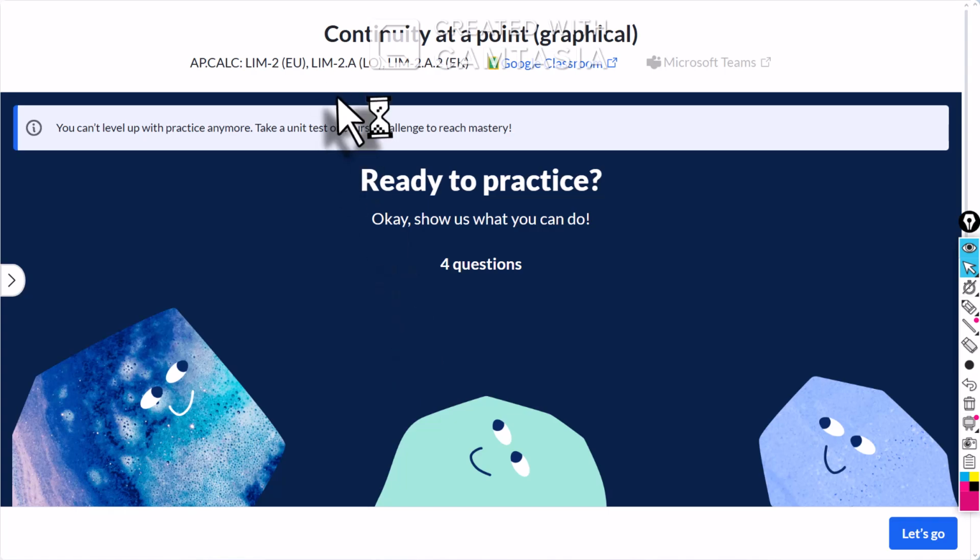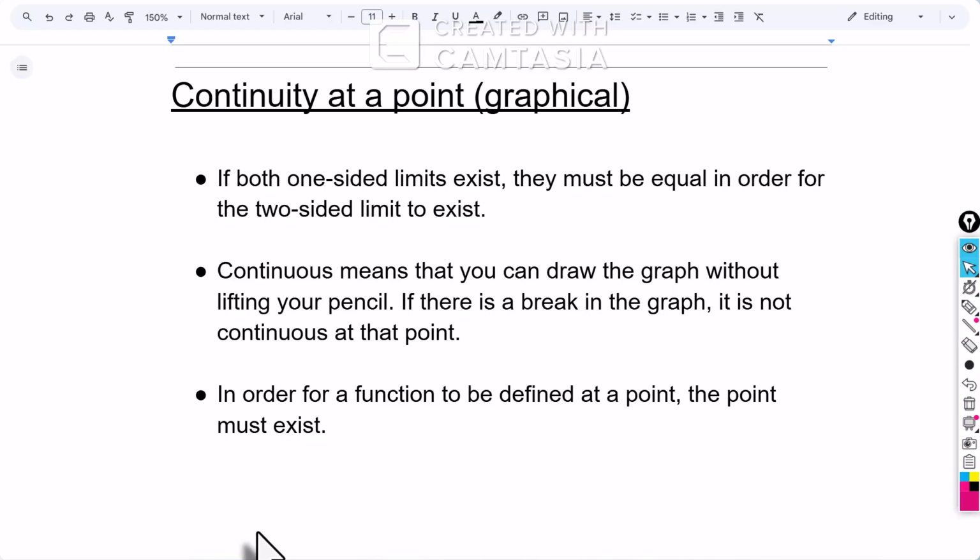This will be for the Khan Academy exercise, continuity at a point, graphical. All right, just some notes before we begin.